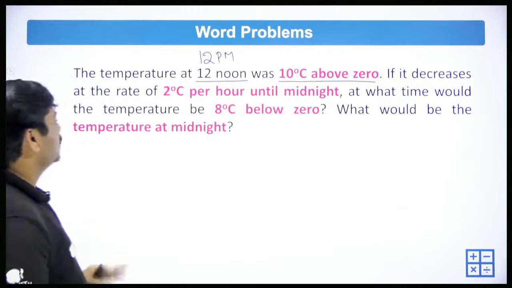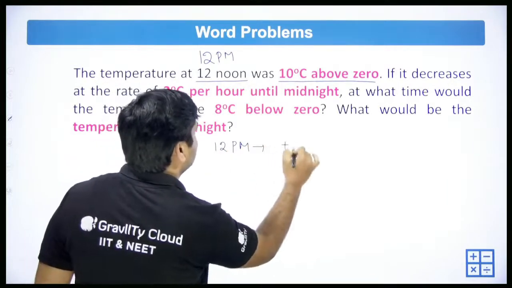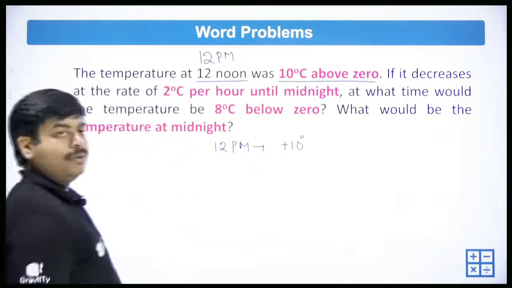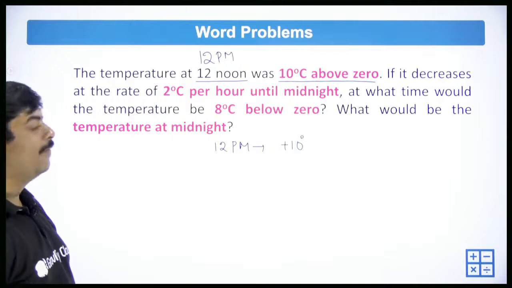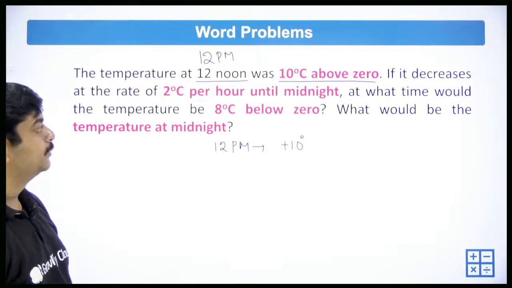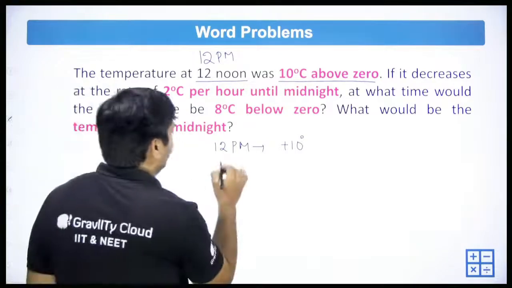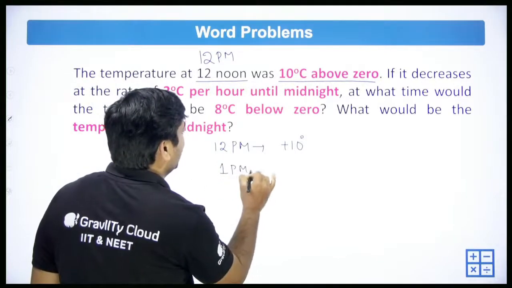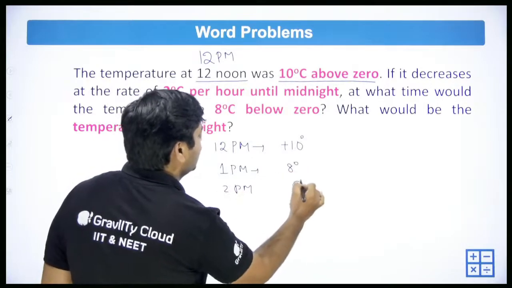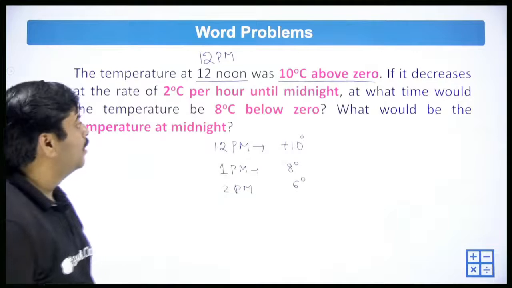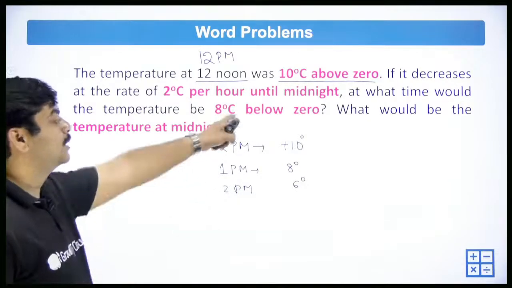At 12 noon, at 12 p.m., we have plus 10 degrees. If it decreases at the rate of 2 degrees Celsius per hour until midnight, then every 1 hour, at 1 p.m. you will have 8 degrees, correct? At 2 p.m. you will have 6 degrees, so it keeps on decreasing. The point is, at what time would the temperature be 8 degrees below zero?